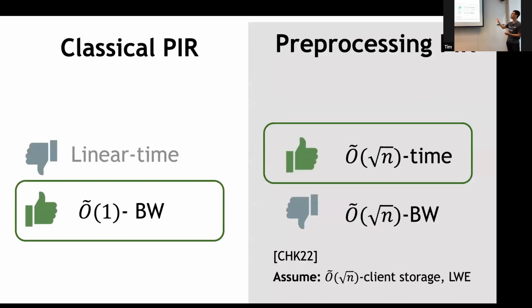And in the preprocessing model, we can actually get sublinear time. In fact, the best previous work achieves roughly square root n time per query, assuming the hint size will be square root n. So basically, you need to download some square root n bits locally. The downside of the previous best work is that the per query bandwidth will be pretty large, that the consumption will be square root n. So that's not what we want.